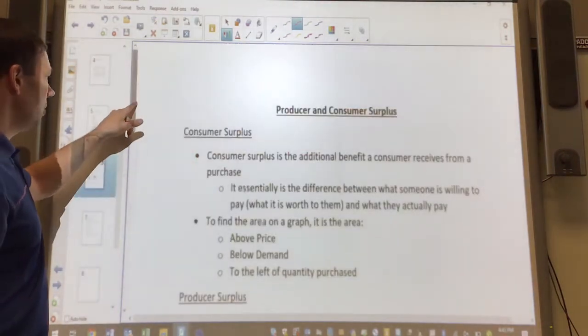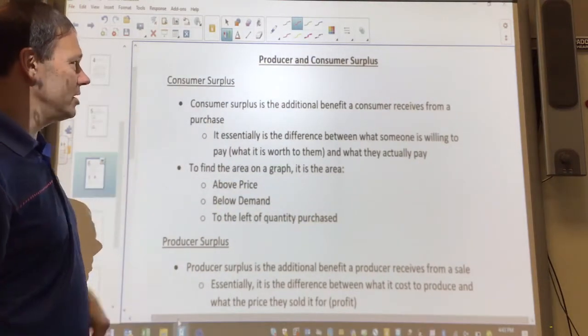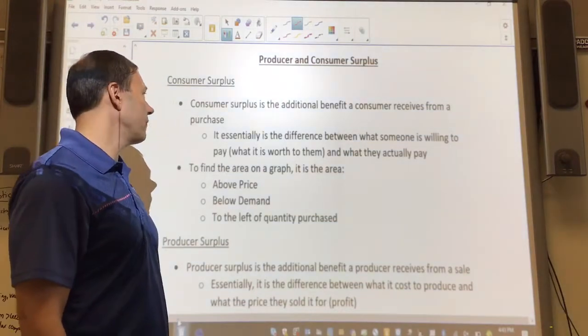Let's look at producer and consumer surplus. Let's start with consumer surplus. It's the additional benefit a consumer receives from a purchase.